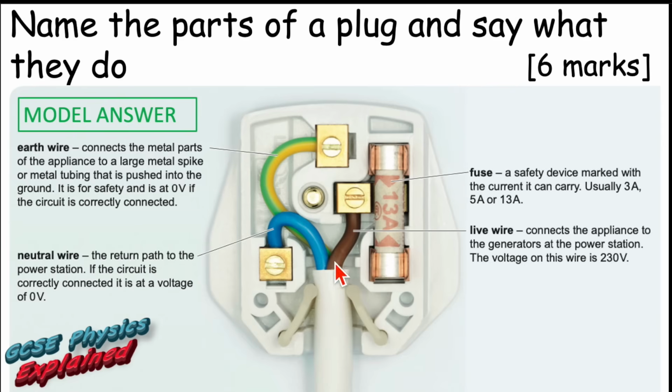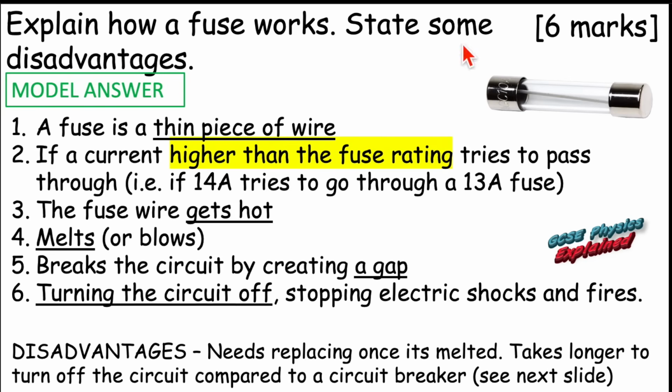Now, because this has got all the voltage and the current in, the current needs to be checked before it goes into the appliance, and that is checked by the fuse. The fuse is for safety. And how does the fuse work? That could itself be a 6-mark question. Explain how a fuse works and state some disadvantages.